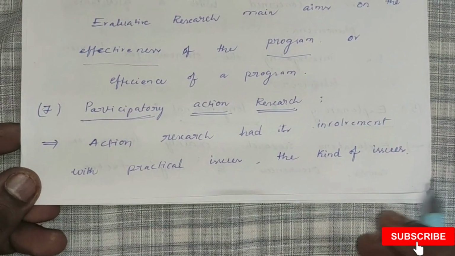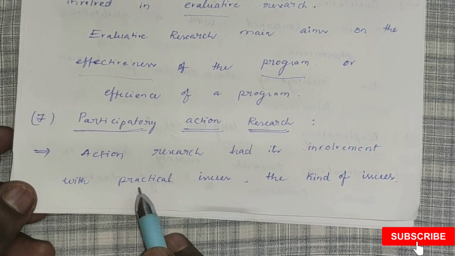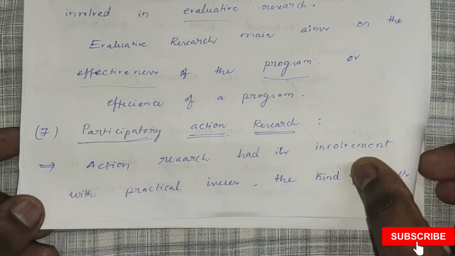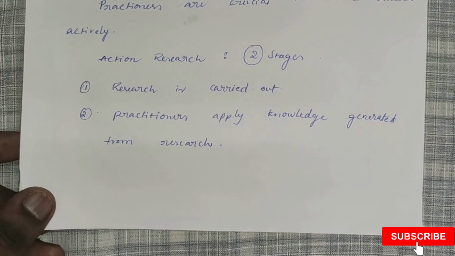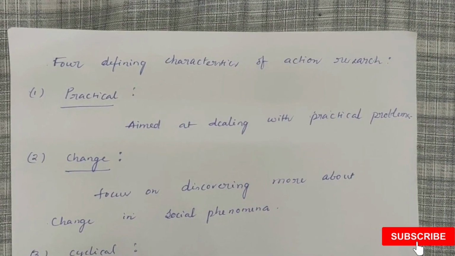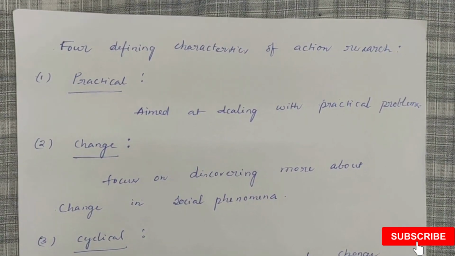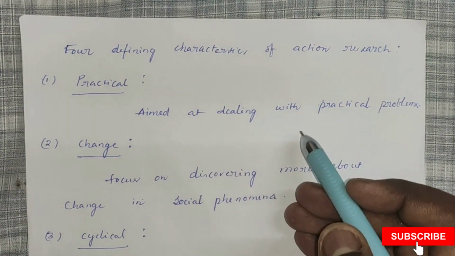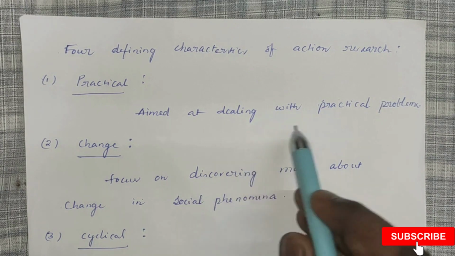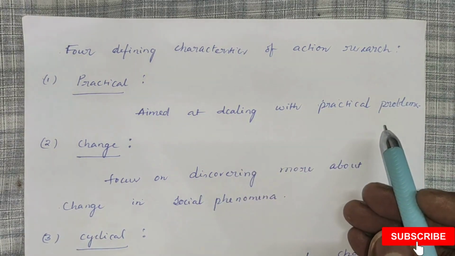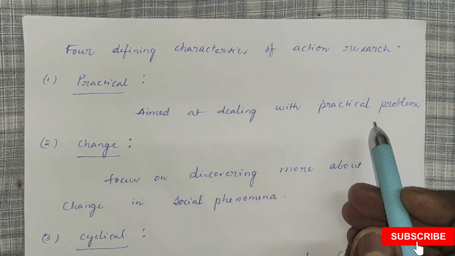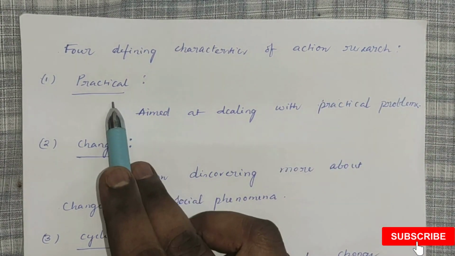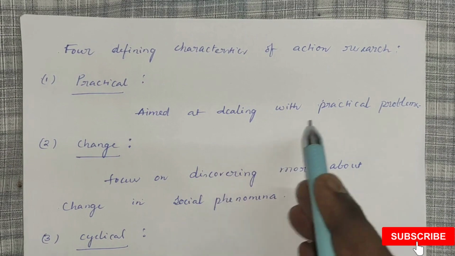Understand? The seventh one is participatory action research. Action research has its involvement with practical issues. Let's see the four defining characteristics of action research one by one. The first one is practical, aimed at dealing with practical problems.